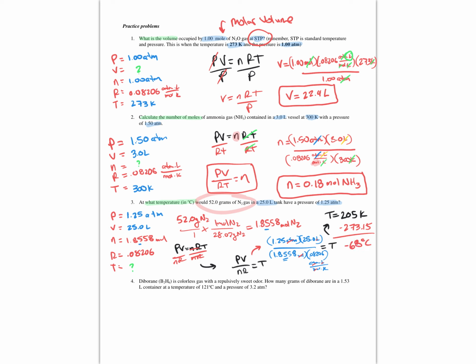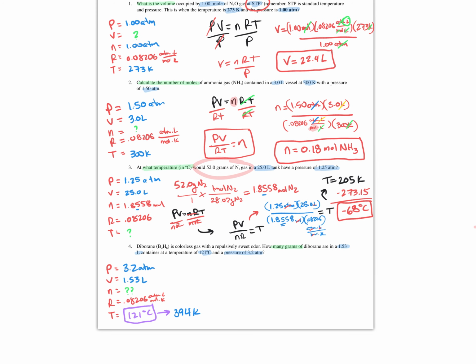I'll subtract 273.15 to convert it back into Celsius, and that's going to come out to be negative 68 degrees Celsius. And for this final problem, I'm once again going to organize my information.